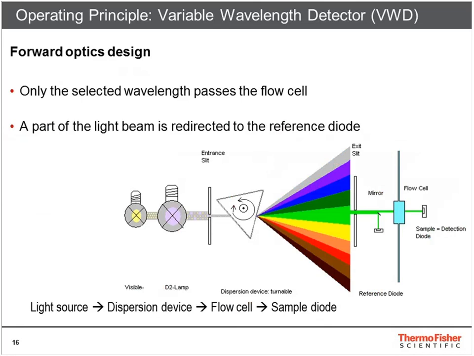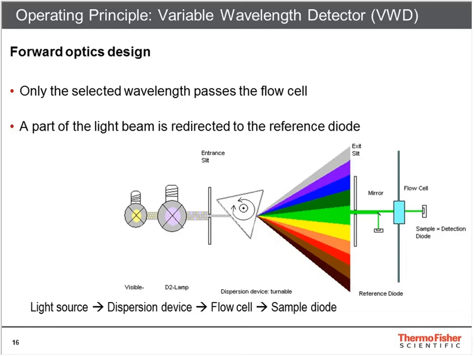There are two main detector designs: forward optics that are used for variable wavelength detectors, and reversed optics that are used for diode array detectors. In the detector with forward optics, the light from the lamps first goes through a slit, then is divided into different wavelengths with the help of a grating or prism.